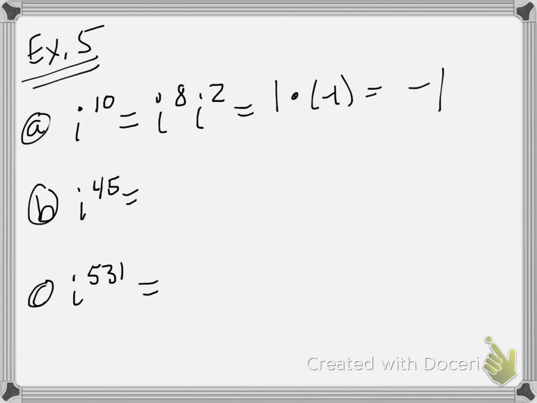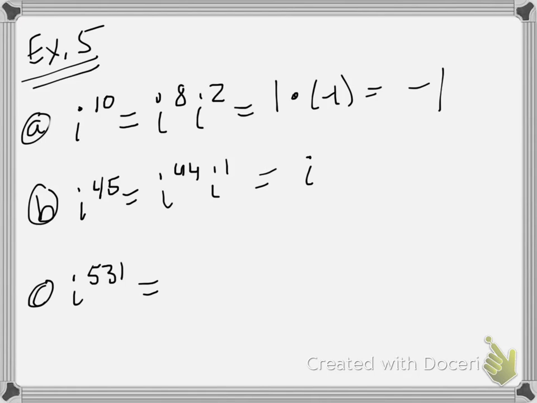Look at i to the 45. So the biggest multiple of 4 that goes into 45 is 44. So i to the 44 we'd have 1 left over. i to the 44 is just 1. 1 times i makes this just i.